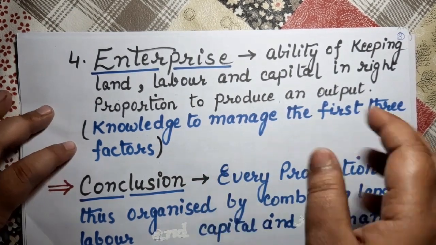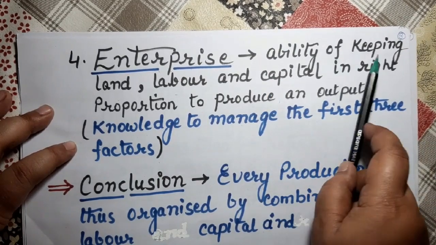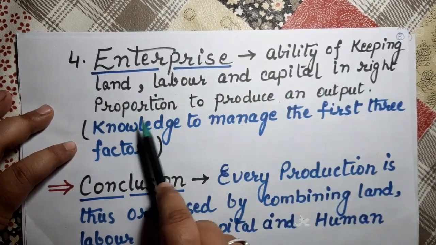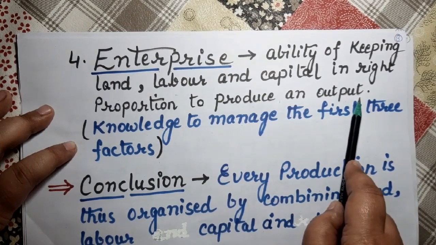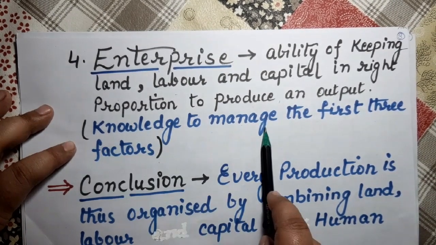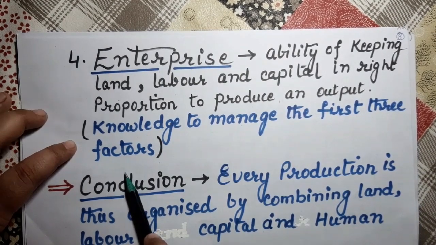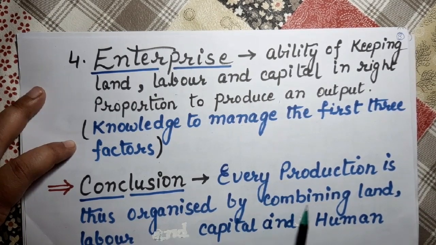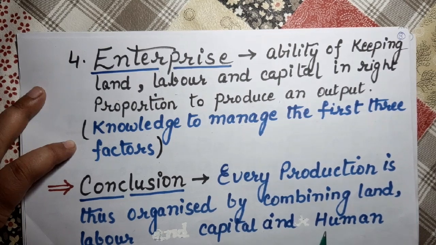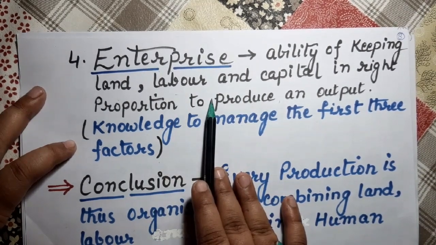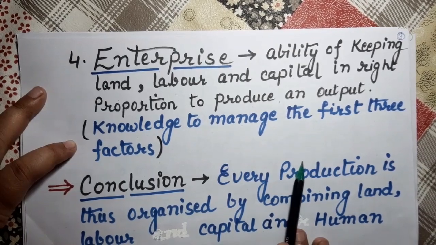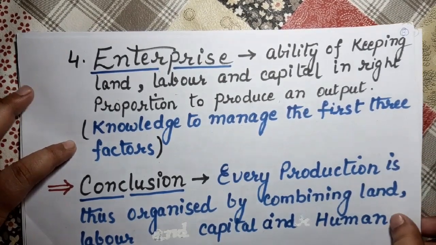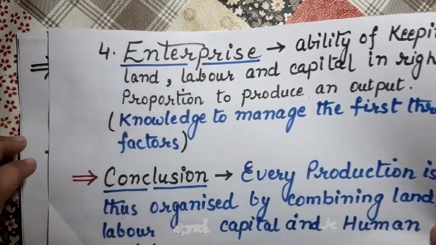Okay, so let's read it. This is what? Ability of keeping land, labor and capital in right proportion to produce an output, or knowledge to manage the first three factors. Now let's read the conclusion. Every production is thus organized by combining land, labor, capital and human capital. What is human capital over here? Human capital means knowledge, enterprise. Without this, the management is not possible. I hope it is clear. All the four factors of production are clear now.